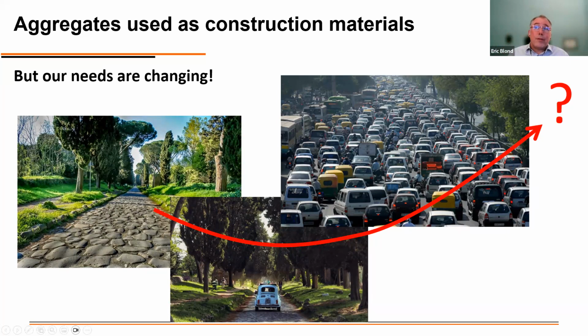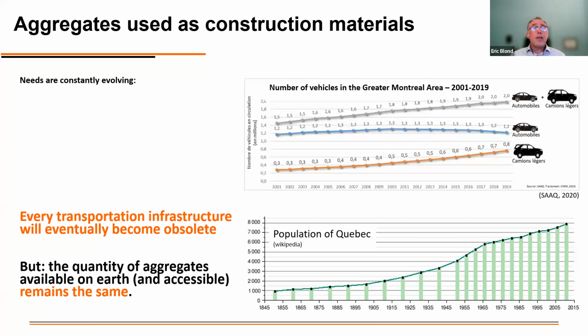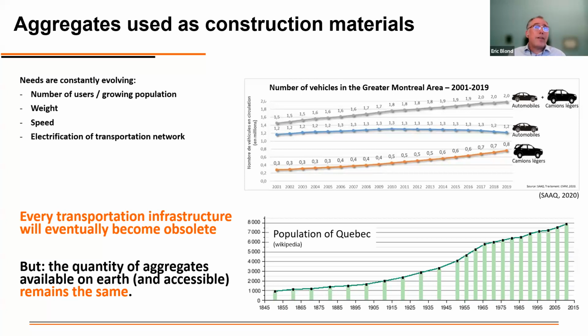If we build on this avenue here the same quality of road with eternal construction materials, this is going to be eventually obsolete, because our needs are constantly evolving. The number of users, the growing population, the weight of vehicles, it has become heavier and heavier. The speed, we have less tolerance on the irregularities of the surface. And now the next step is electrification of transport. There are more and more projects where we're putting the energy resource within the structure. So that will affect also how we design and we approach these structures.